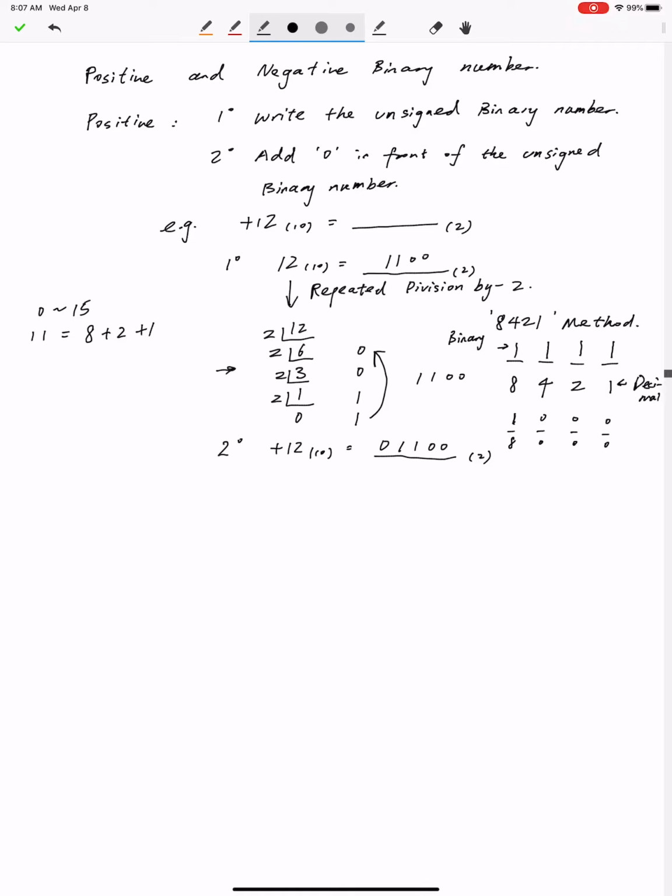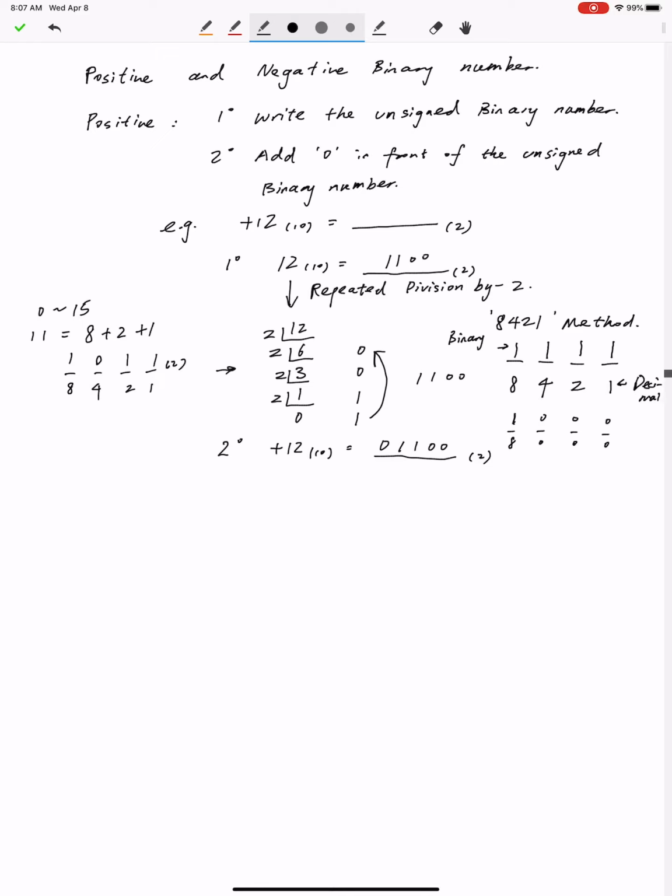For instance, if I want to write 11, 11 equals 8 plus 2 plus 1, right? So for the binary representation, you write 4 bars, 8, 4, 2, 1. In the binary representation, we have 8, we don't have 4, we have 2, we have 1, right? So the binary would be 1011, right?